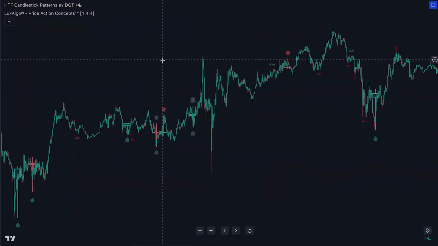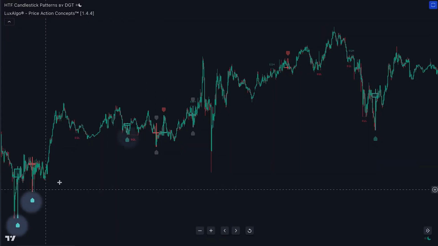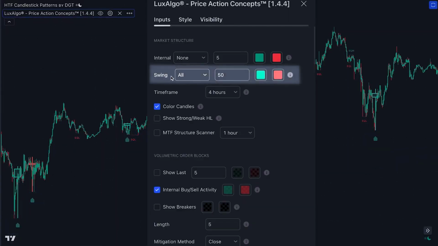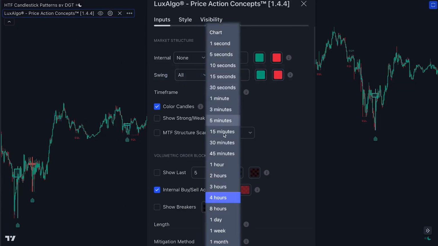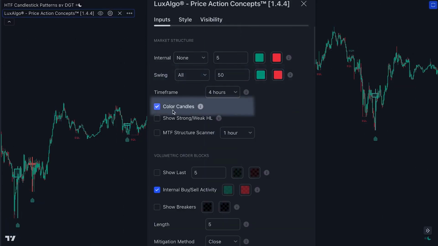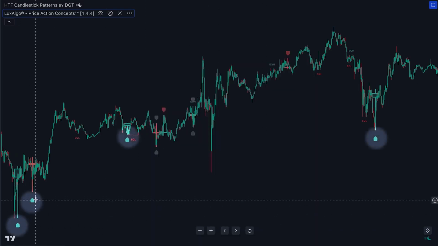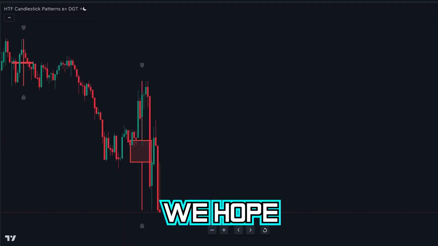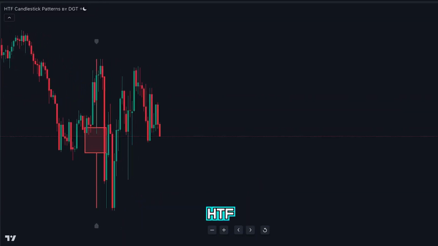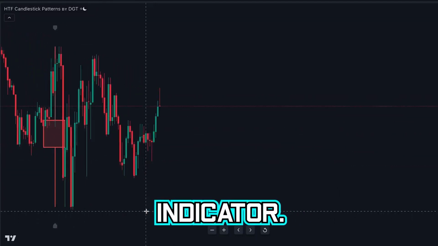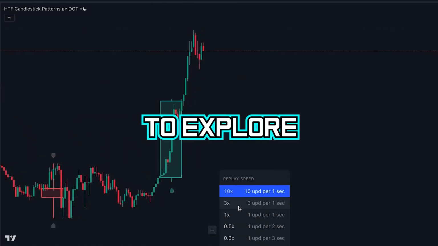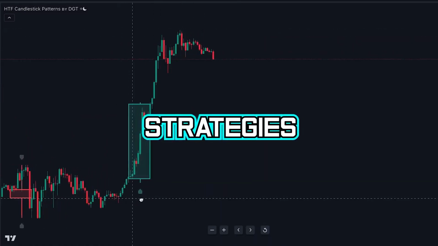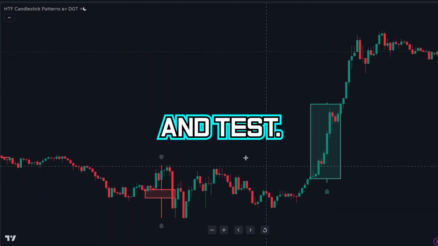A method we like to use involves using the swing structure detection on the price action concepts indicator by xauusd. This indicator will detect market structure based on a user's selected timeframe with alerts and allow you to simply trade candlestick patterns detected in the overall trend as shown here. We hope you enjoyed this video on the free HTF candlestick pattern detection indicator. Feel free to explore using this indicator and let us know what strategies you were able to develop and test.